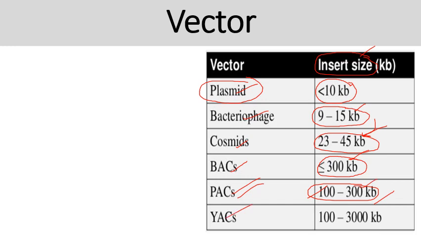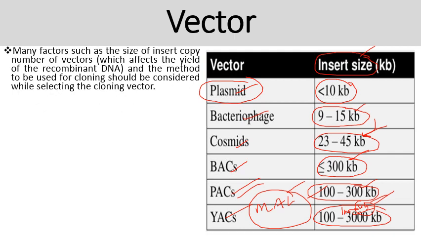Then we have YACs, that is yeast artificial chromosomes. ये carry कर सकते हैं insert size of 100 to 3000 kilobases और minimum 1000 kilobases तक हम इसमें DNA का insert जो fragment है उसे insert कर सकते हैं. Recently scientists have developed another type of vector that is called MAC, that is mammalian artificial chromosome. तो इसको बनाने की एक experimentally कोशिश की गई है. So these are some various types of vectors that are used in recombinant DNA technology.